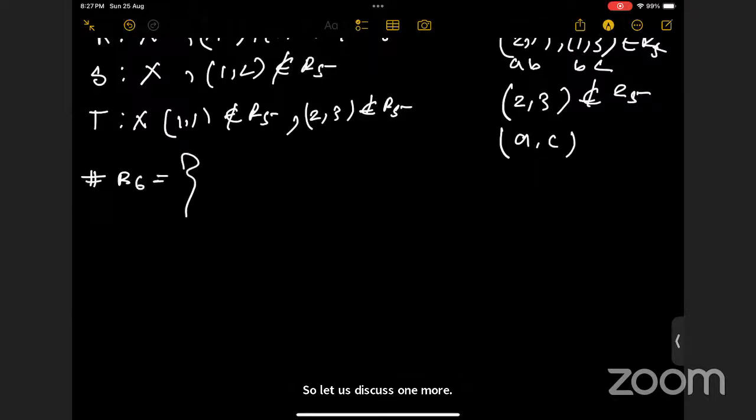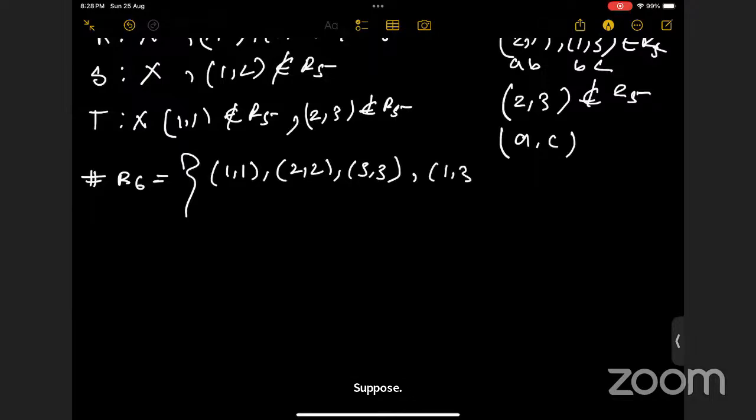R6. Suppose, okay, so is it reflexive? Yes, ma'am, it is reflexive. So you don't have any kind of confusion with the reflexivity, right? All of you are clear with reflexive.